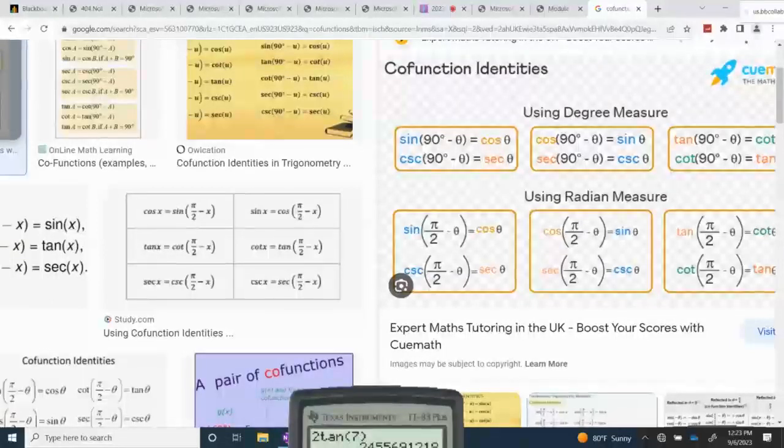And then these are the co-functions in reverse. The cosecant of 90 degrees minus theta is equal to the secant of theta. Secant of 90 degrees minus theta is equal to cosecant of theta. And the cotangent of 90 degrees minus theta is equal to the tangent of theta. And then there are these alternative formulas. If you're given degree measures, you will use the degree set of formulas. If you're given a radian measure, because like pi over 2, that's still 90 degrees, but it's just pi over 2 radians, these are the equivalent formulas given in radian measure.